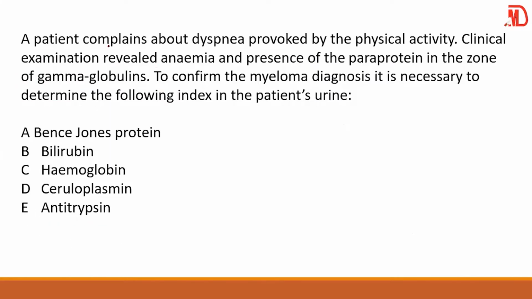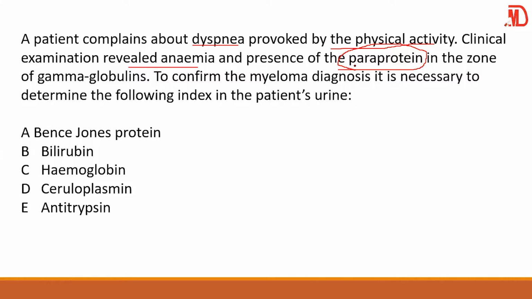We have a patient complaining about dyspnea, that's difficulty in breathing, provoked by physical activity. Clinical examination reveals anemia and the presence of paraprotein. Paraprotein simply means too much of proteins, or a tumor of proteins. So there's an abnormal concentration of plasma cells, and these plasma cells produce a lot of proteins.